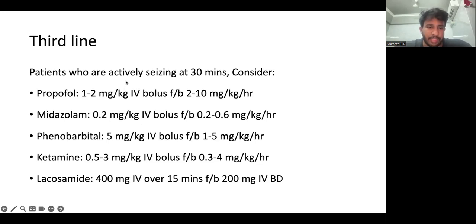But whichever you use, you prefer a drug which you have not used before. In the sense, you should not use the same class of drug that you have used previously. So if you've used something that's a GABA potentiator, it's better to use something that blocks NMDA now. Ketamine might have a better success. So you can think of receptors at that point to terminate the seizures.